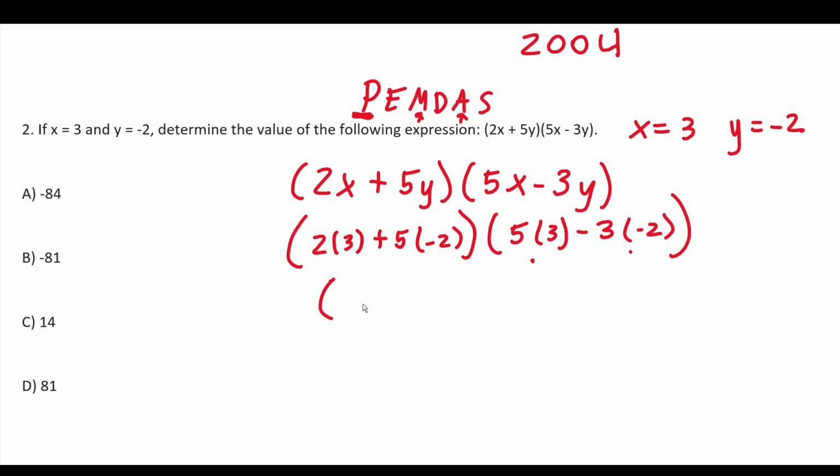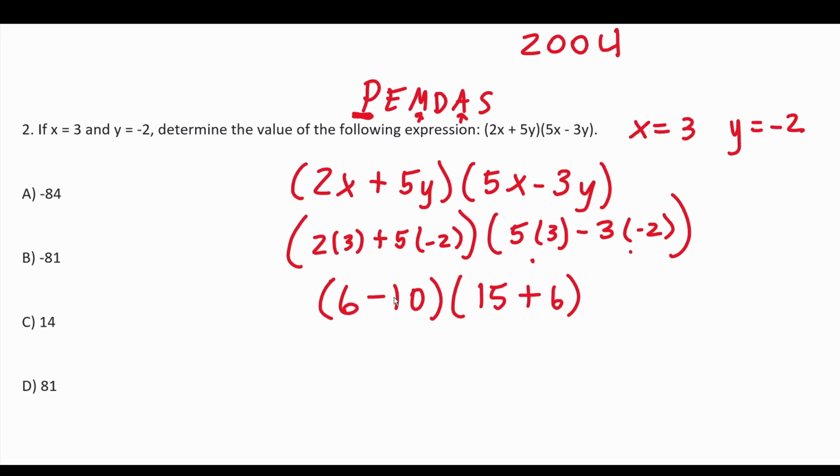This is 2 times 3, which is 6. 5 times negative 2. A positive times a negative is going to be a negative. So this is minus 10. Let's simplify this one. 5 times 3 is 15. Negative 3 times negative 2 is positive 6. Again, a negative times a negative is a positive.